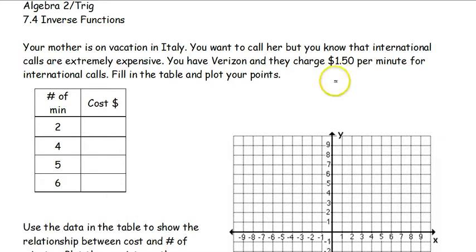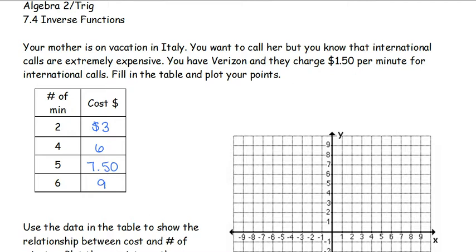So if it's $1.50 per minute and we're on the phone for 2 minutes, 2 times 1.50 means it's going to be a $3 call. If I'm on the phone for 4 minutes, 4 times 1.50, $6. 5 times 1.50, $7.50. 6 times 1.50, $9.